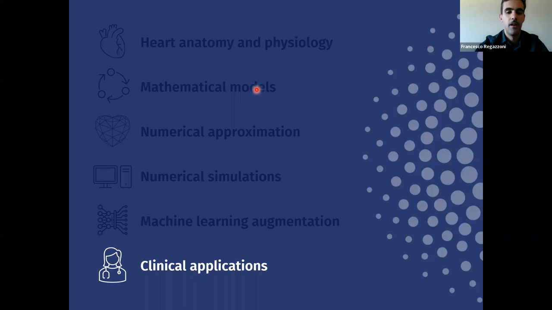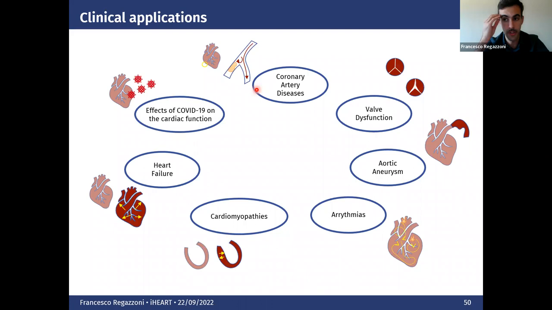Okay, so to conclude, I'd like to show you some applications of all this stuff, because you may wonder, what is this worth for? So some clinical applications that we are carrying out in collaboration with clinical partners. This is an overview of the diseases that we are treating: diseases of coronaries, of bulbs, aortic aneurysms, arrhythmias, cardiomyopathies, heart failure, and we also studied the effects of COVID-19 on the cardiac function. So I will give you just 3 examples, okay?